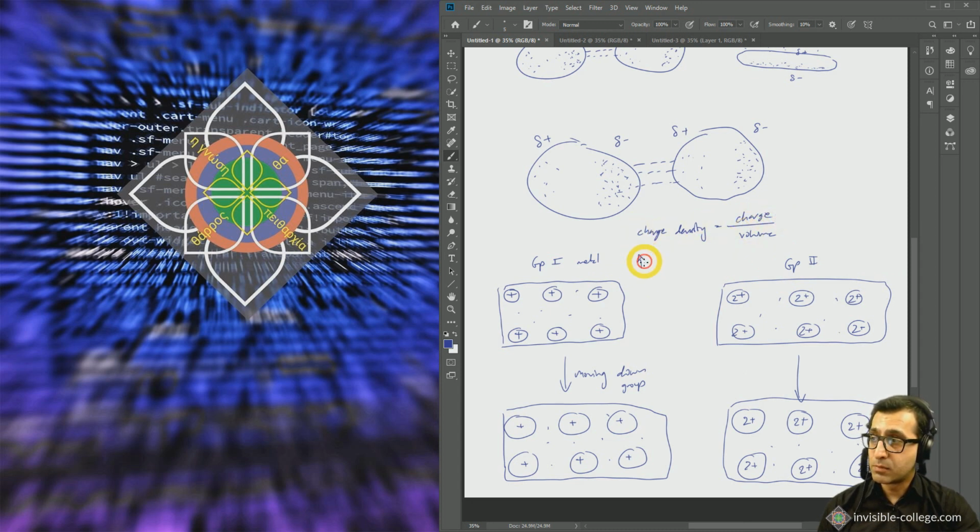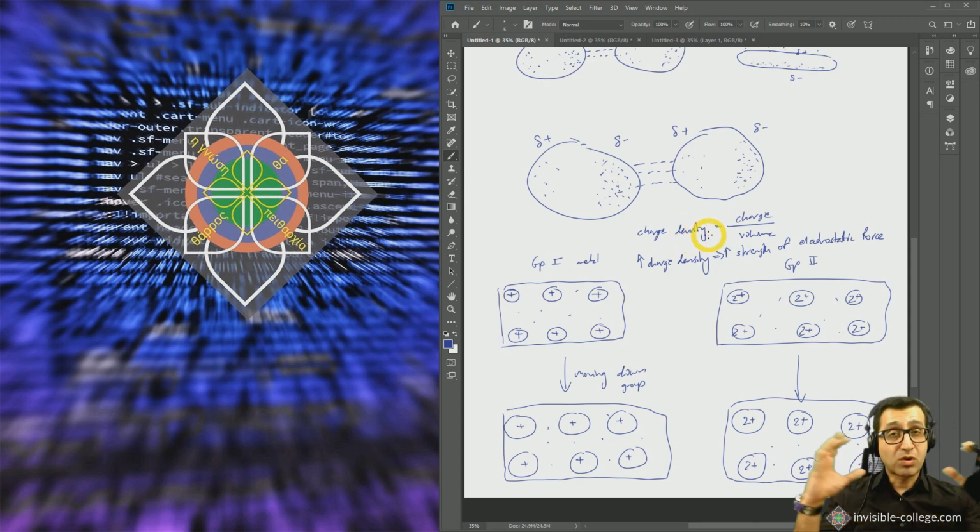The higher the charge density, the higher the strength of electrostatic forces. Because the higher the charge density of a charged object, the more intense the electric field around that charged object becomes, which then causes electrostatic forces to be exerted on other charged objects nearby. So as you increase the charge density in going from a unipositive ion to a dipositive ion, if the volume remains the same but the charge increases, the charge density increases. That means the strength of electrostatic forces between that charged object and other oppositely charged objects will also increase.